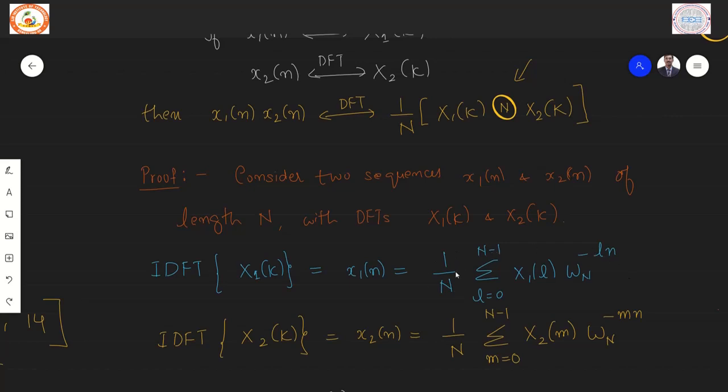This comes from the definition of IDFT, but we prefer to have index l for the first summation and m for the second summation rather than the regular index which is called k, just to distinguish between the two terms. On similar lines, the IDFT of X2 of k is x2 of n given by the expression 1 by N times summation m between 0 to N minus 1, X2 of m into W_N to the power of minus mn.